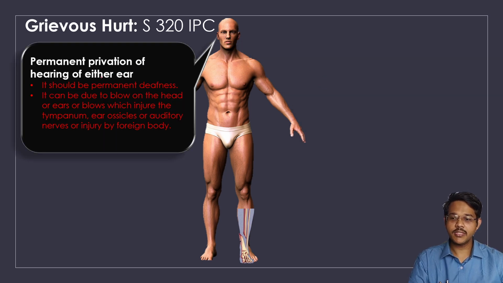Next is permanent privation of hearing of either ear. Here the person is permanently deaf because of the injury, like a blow on the head or ears, or a blow which causes injury to the tympanum, ear ossicles or auditory nerves. All these injuries come under grievous hurt.